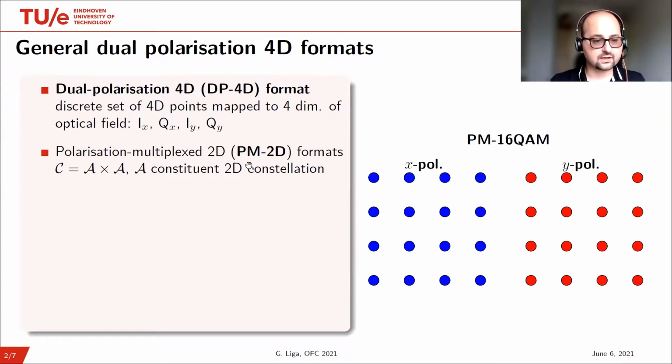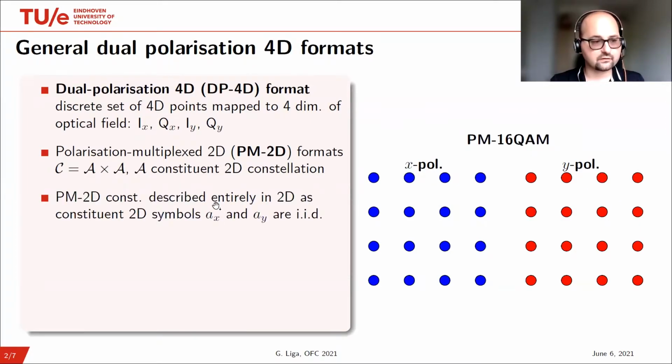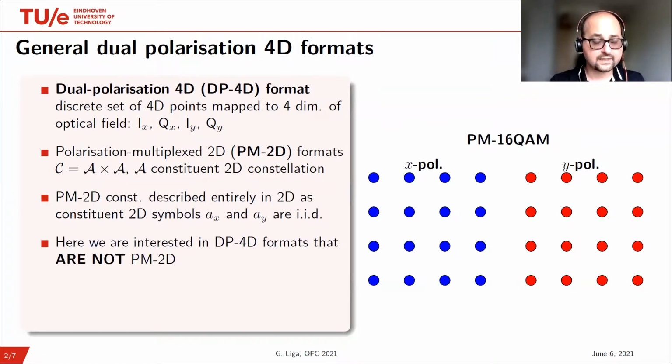An example of such a PM2D constellation is the well-known PM-16QAM constellation, for which the 4-dimensional points can be generated using all possible combinations of the points of the 2 constituent constellations on X and Y. An interesting property of PM2D constellations is the fact that they can be entirely described based on the constituent constellation in 2D, and that the constituent 2D symbols AX and AY can be regarded as independent identically distributed random variables.